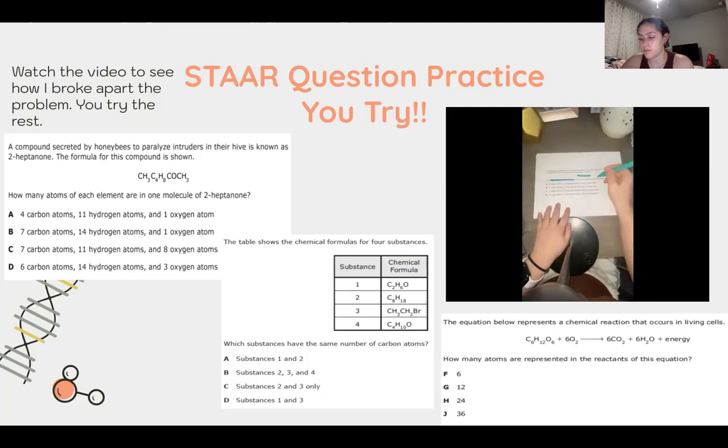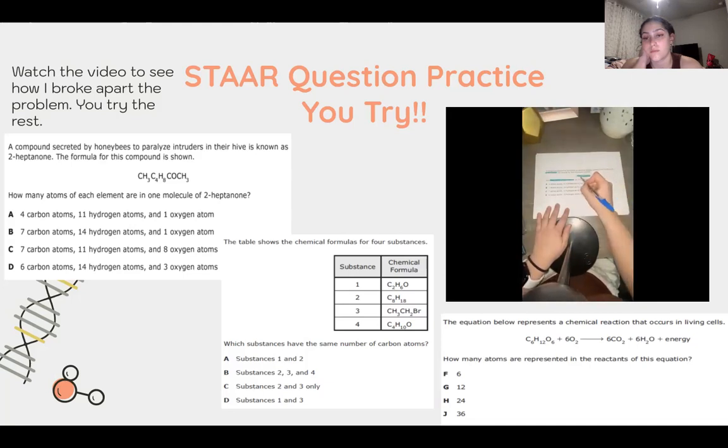Because we are looking at the whole formula, which is 2-heptanone, we are going to have to break apart this entire equation. So let's bring it back out. First, we have to see if we have a coefficient. In this case, we do not have a coefficient, so we're just going to assume that it is 1. Therefore, 1 is multiplied by each one. Next, we have to find the subscript, which is our tiny little number.